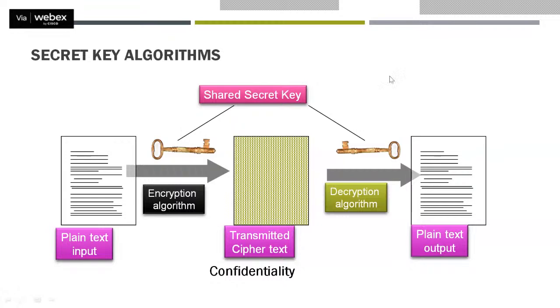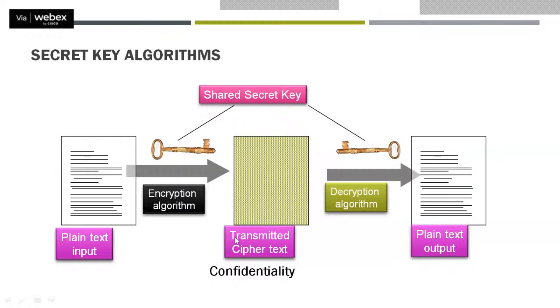So a secret key is basically the same key used for encryption as well as for decryption. Whenever a sender is sending information, he has to encrypt that information using some key. That key is shared between the receiver and sender, and the receiver will use that key to decrypt it, and he will read the output.